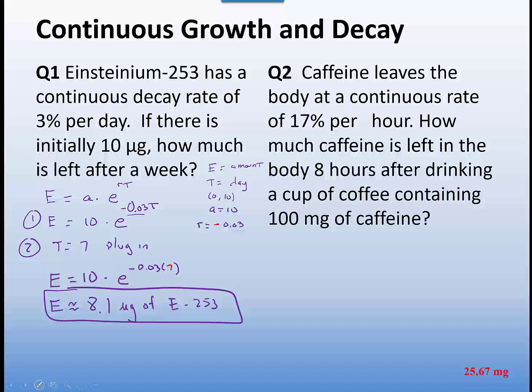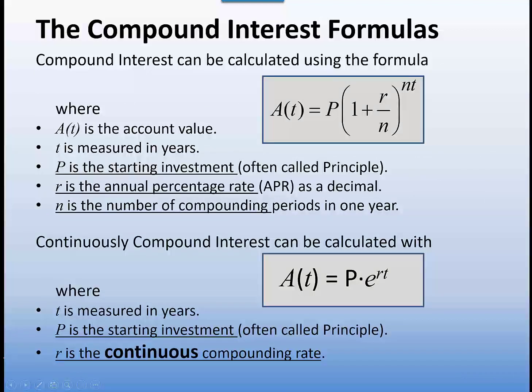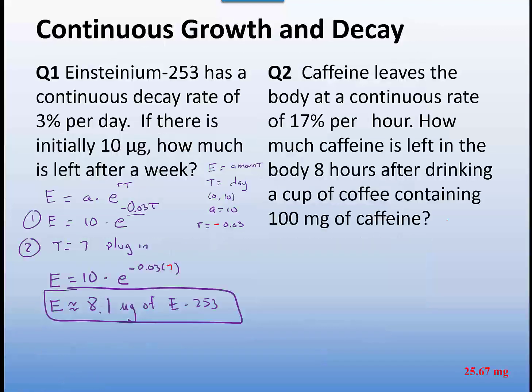So let's figure out our variables. Let C equal the amount of caffeine, and we're going to let T equal the hours. And we're going to use the model, not E, I was using Einsteinium again. Caffeine equals A times E to the RT power.